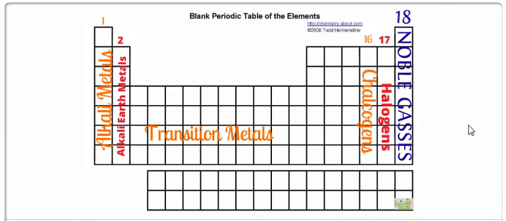The columns also go by the name of groups or families, and they are similar to your families in the fact that families share common names as well as have similar properties. Everyone in my family has red hair. Everyone in your family is probably cooler than me.